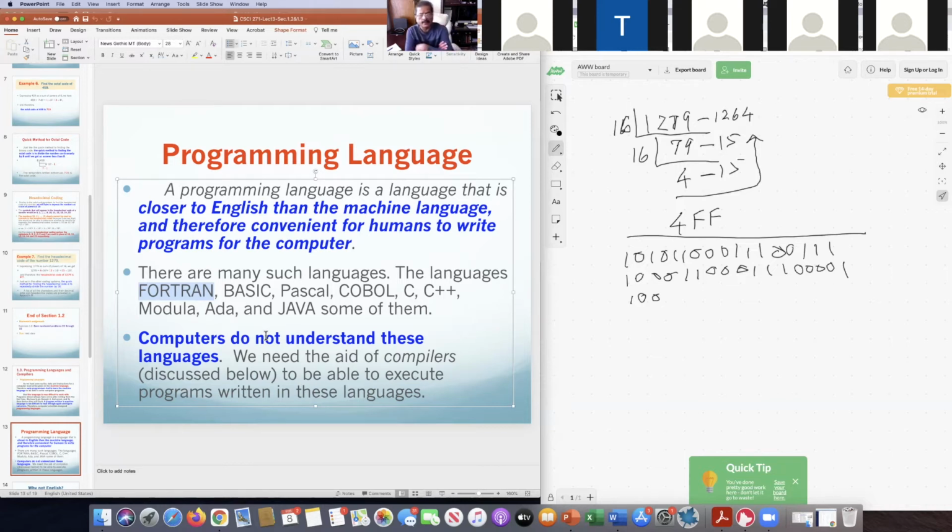So the C++ language is now the most popular language. And then Java is also becoming popular, but it hasn't taken over from C++ yet. And there are other languages: Modula, Ada, and many more. There are many, many languages out there. When I was a student learning computer science, I had to learn several languages: Fortran, BASIC, Pascal, COBOL. I learned all of them.